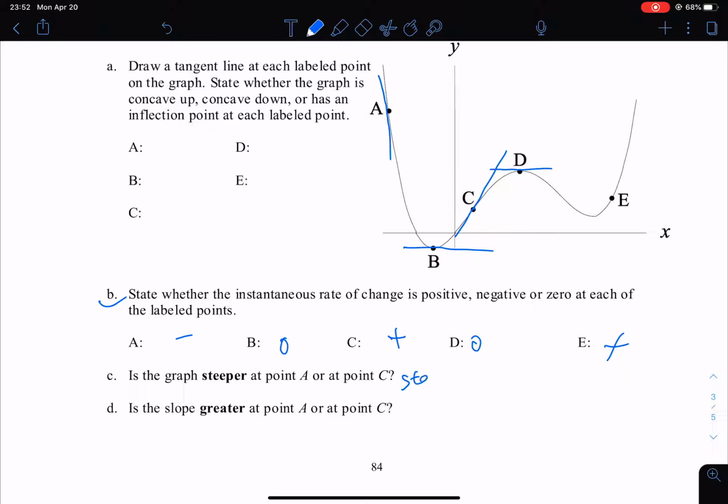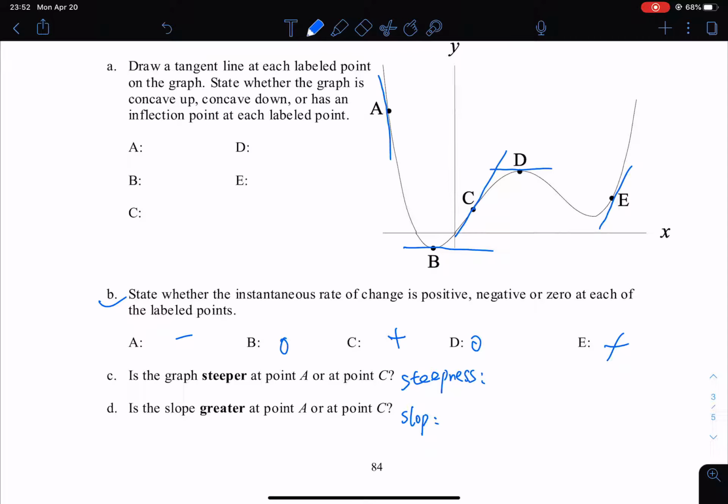So for the steepness, and then the other one is about the slope. For the slope, we have to consider the sign. But for the steepness, we don't have to consider the sign. Let's finish this one. D is point E is concave up, so it should be above or below. So this one. And then for the steepness, let's finish the steepness first.